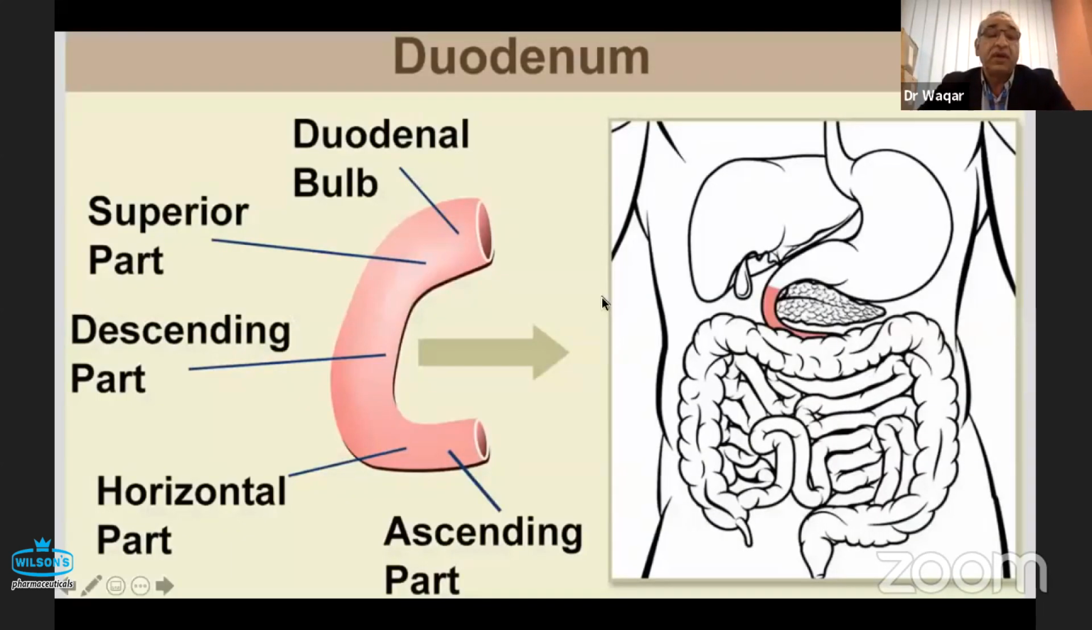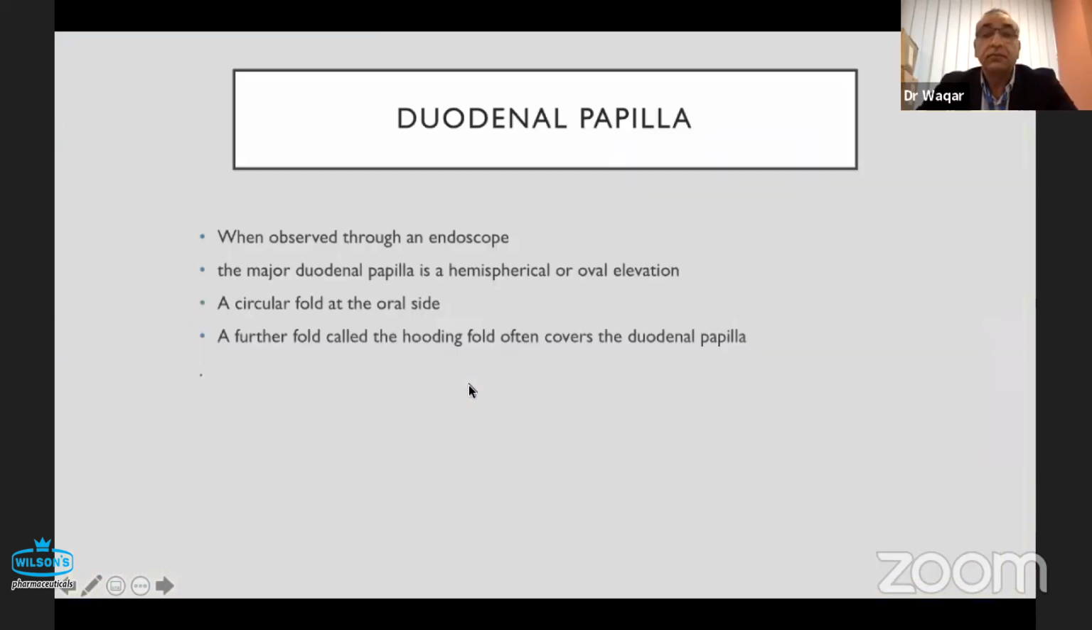Just to recap, that's the duodenal bulb, superior part, descending part, or horizontal part. The location of the papilla is around here. When observed through the endoscope, which we normally do through our side-viewing endoscopes, the major duodenal papilla is a hemispherical or oval elevation or a knob. The shape of the papilla varies from person to person. It's very individual, and we'll briefly discuss that as well.